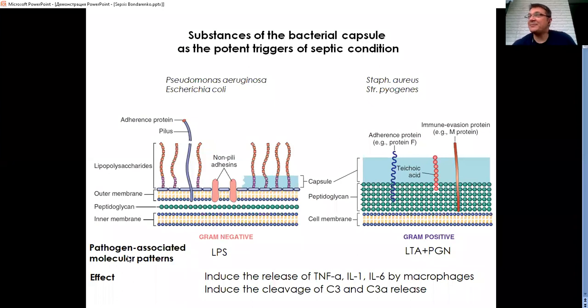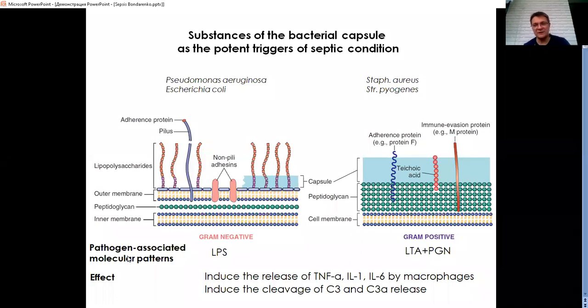sepsis. As you may see, sepsis is mainly associated with bacteremia, with bacterial infection and general dissemination of bacteria by the blood. Honestly speaking, it's not only bacterial pathogens that may lead to sepsis. Fungi and viral infections that you will see later also may cause the septic condition. Anyway, the vast majority of the cases are indeed associated with bacterial infection.